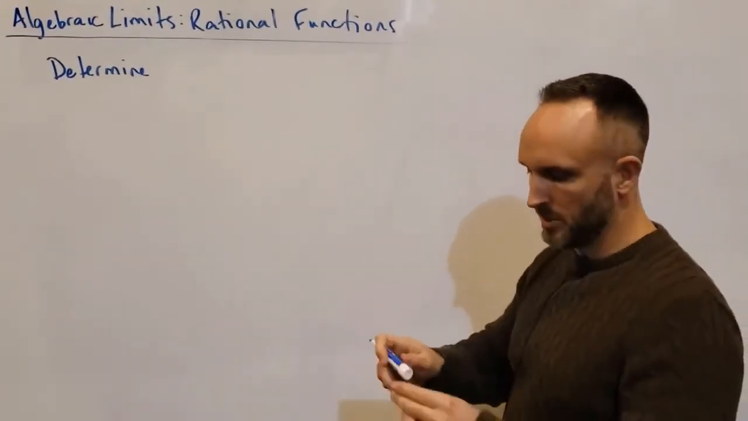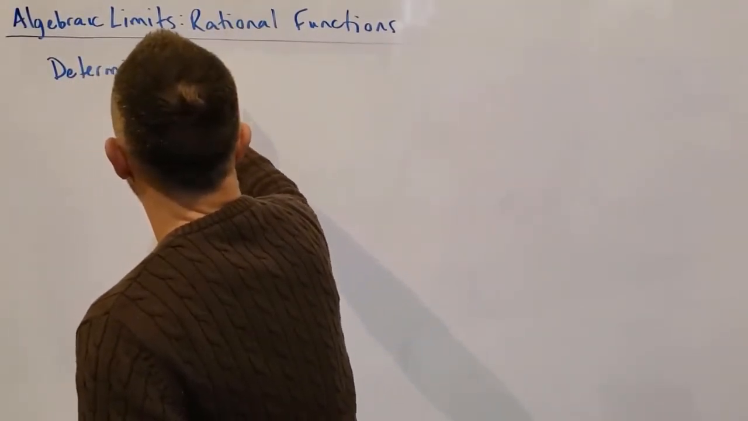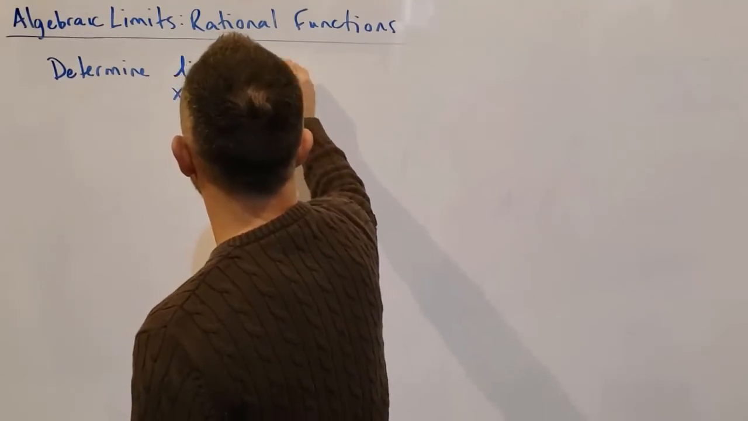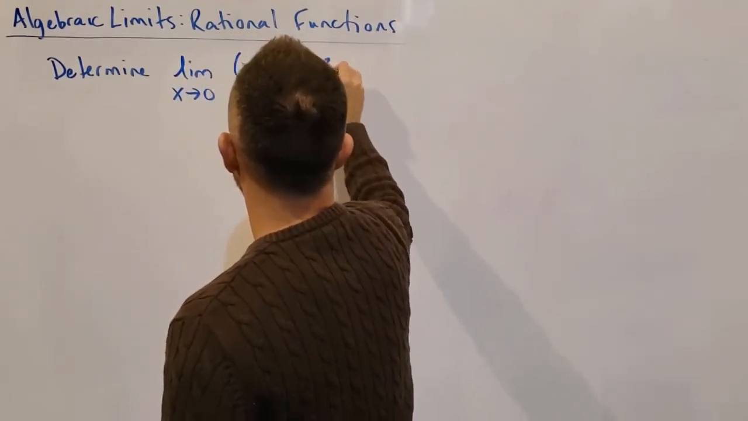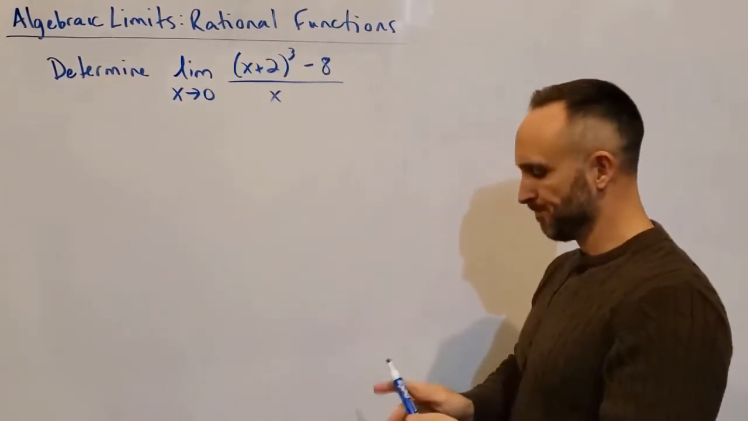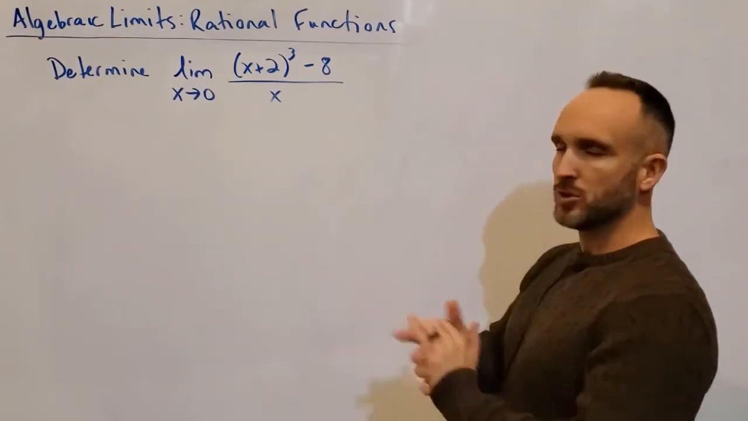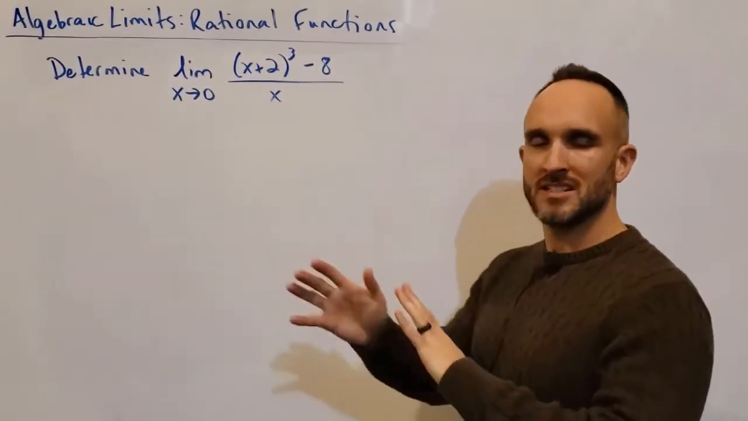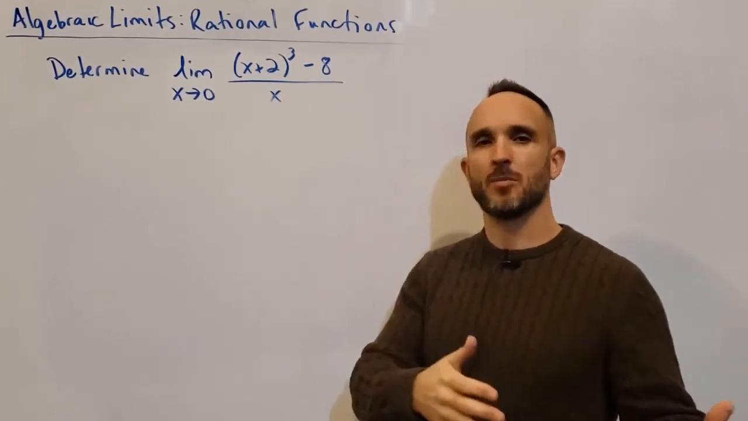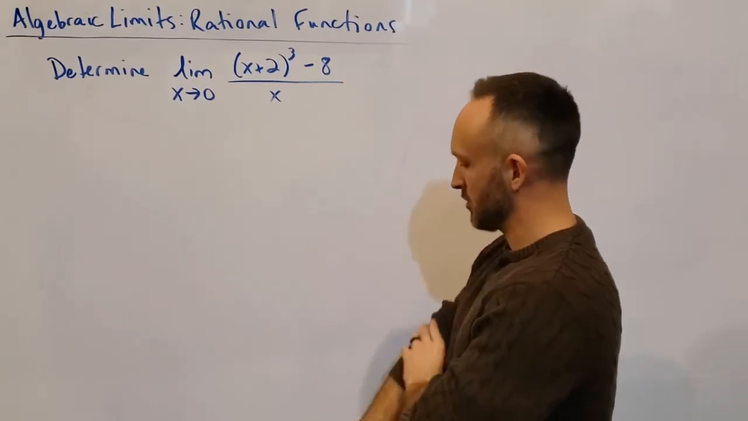So now let's determine the limit as x approaches 0 of ((x plus 2) cubed minus 8) all over x. Okay? It's a bit different looking. Different approach completely. The first example we did, we had to do one-sided limits. The second example, we had to do algebraic manipulation. And here's yet another example of a rational function.